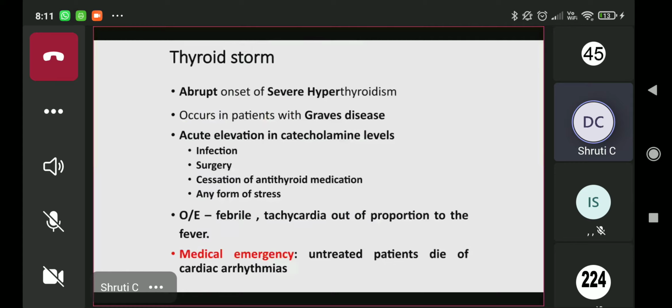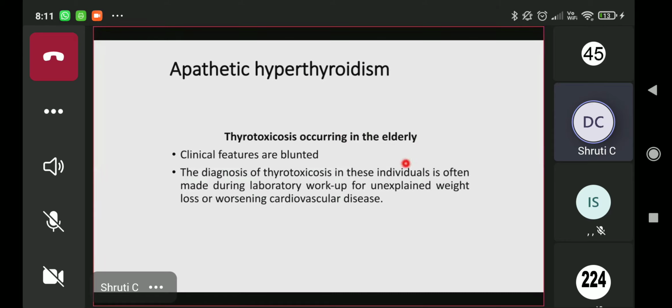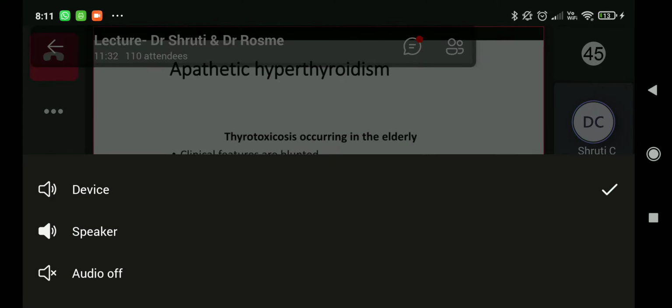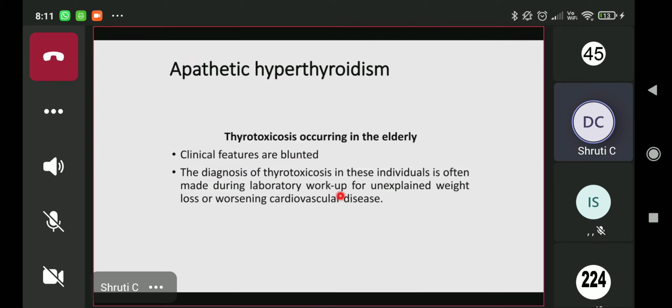When there is abrupt onset of severe hyperthyroidism, then it is known as thyroid storm. It occurs in patients with Graves' disease, and here there is an acute elevation in the catecholamine levels, and it is a medical emergency. Another term, apathetic hyperthyroidism, that also you should know. It is a type of thyrotoxicosis which occurs in the elderly, and here the clinical features are subtle and the diagnosis is made during the laboratory workup.